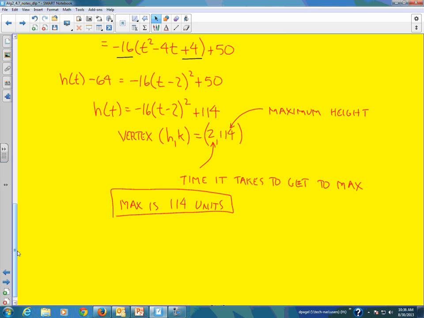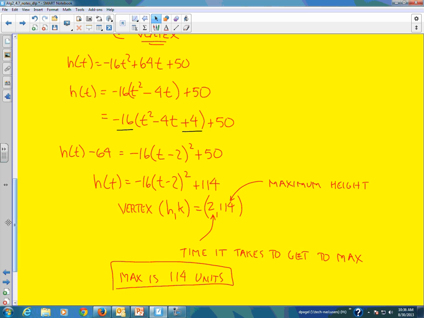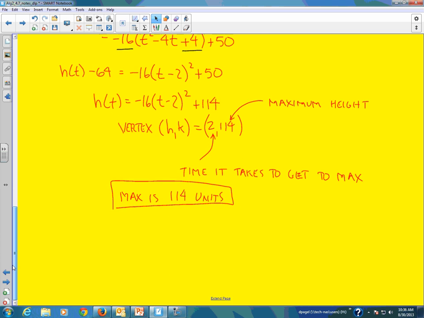So there's your answers. Remember, it's just a part of the vertex that answers the question of what the max or minimum is. The other part answers the question of when it occurs. So there we go, completing the square. Very useful.